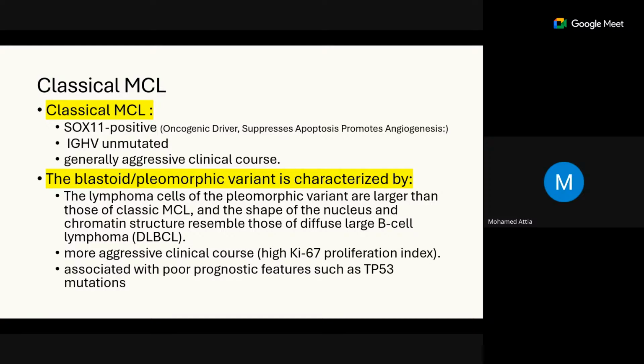And this explains why people always tell you that mantle cell, although it is a small cell, has a very bad prognosis. Why? Because it carries two important genes that promote proliferation and prevent apoptosis. One of them is Cyclin D1 due to translocation 1114, and the second is the SOX11 positivity.